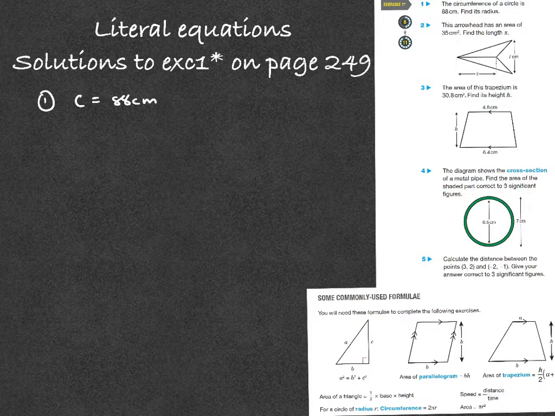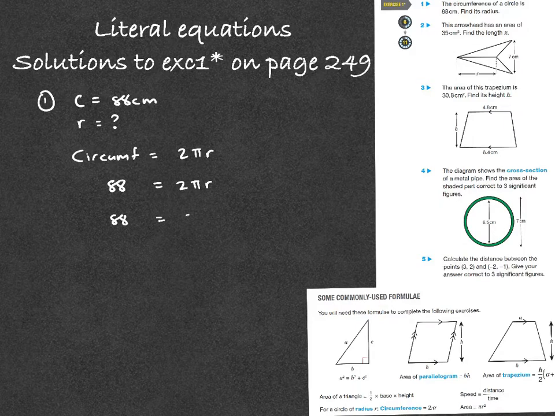First question there, the circumference is 88 centimeters. We need to find the radius. So the circumference is equal to 2 pi r. That means 88 is equal to 2 pi, and the radius we don't know. How do I get radius alone? You divide by 2 pi on both sides. Remember, pi is a constant, eh?